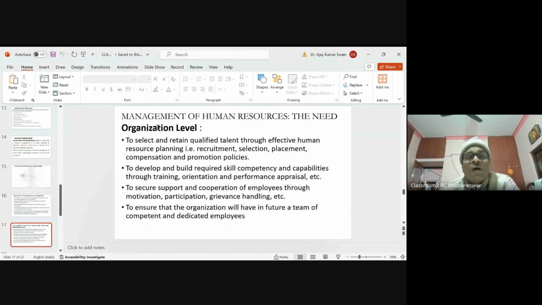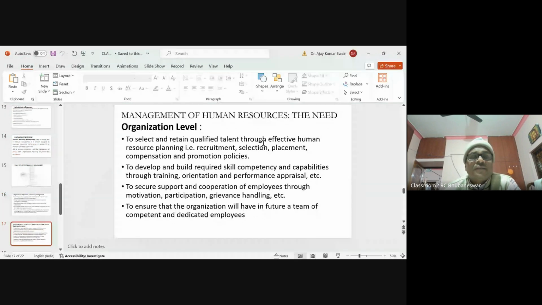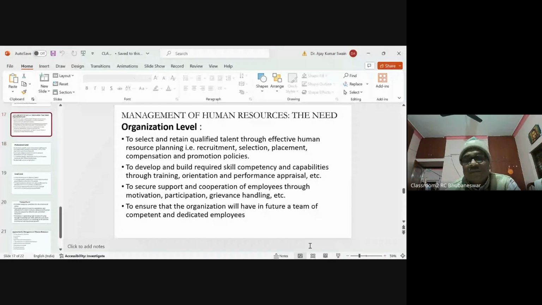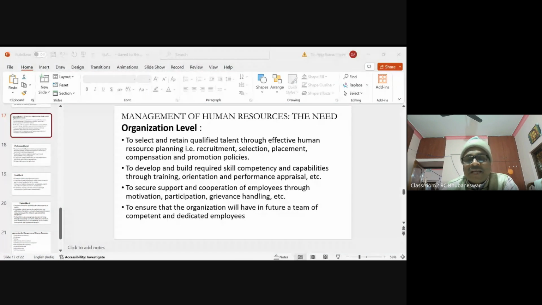Then management of human resource, the need. One is organizational level. Okay. Now there are three slides. So one is organization level. To select and retain qualified talent through effective human resource planning, that is recruitment, selection, placement, compensation and promotion policies. I want to discuss this point very vividly. So it is very important for all of us.